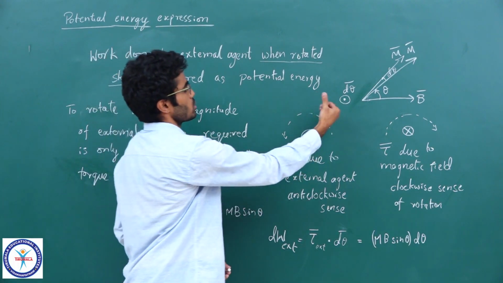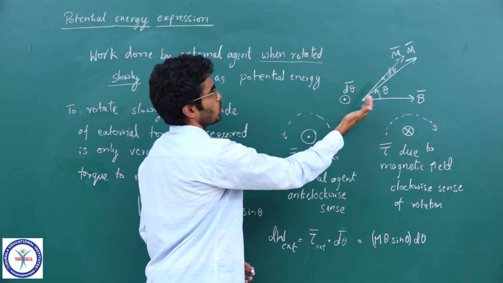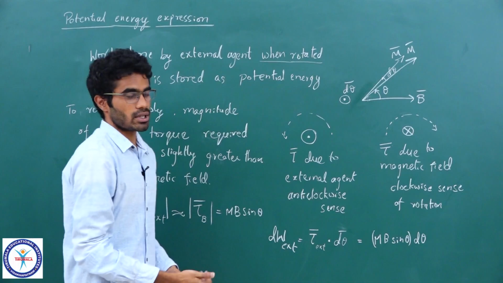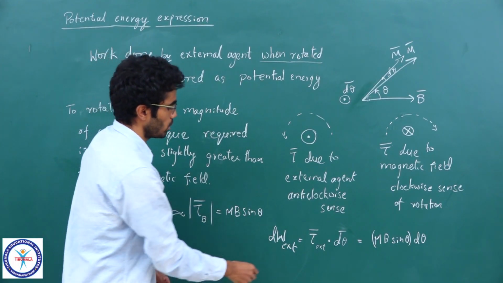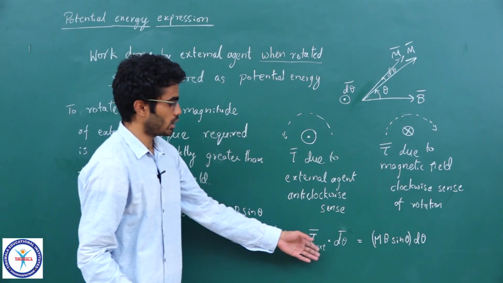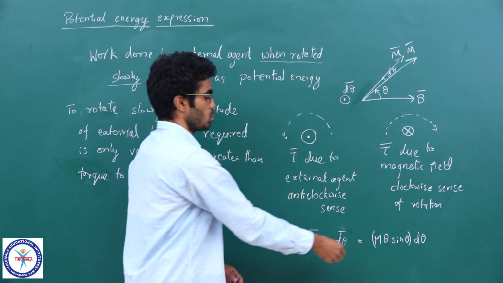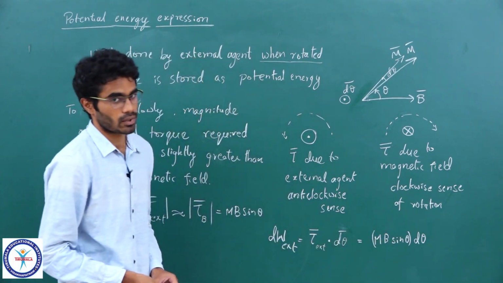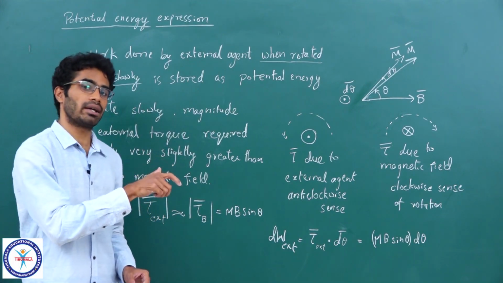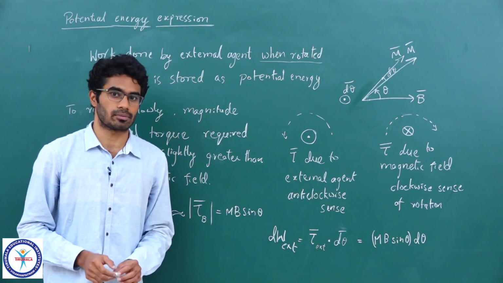So, d theta is also taken as a vector. The small angles can be considered as vectors. It is pointing outwards because it has a sense of anti-clockwise rotation. So, both are pointing outwards. Now, the work dW by external agent, the small work done in the situation, is given by torque into the angle, the dot product of these two vectors. So, this gives you mb sin theta and d theta. So, if you want to rotate the coil in this situation by a small angle d theta very slowly, whatever the work you do is stored as potential energy.